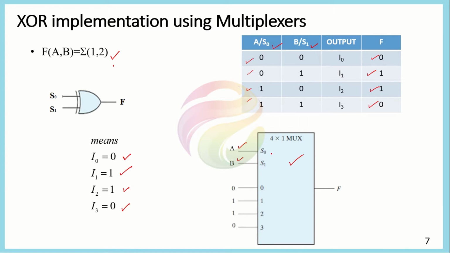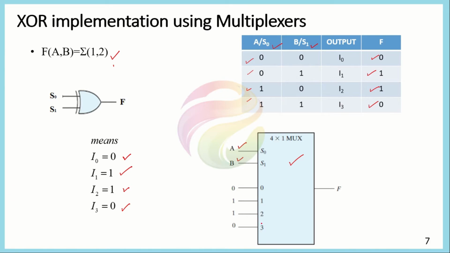Similarly, if we select this line as 0 1, then in this case we are connecting the second input of the multiplexer to the output of the system. So I1 would be connected to F here, whose value should be 1 according to this table. So we connect a 1 here to the second input. Similarly, for the third one, the 1 0 case, this input would be connected to the output. For the exclusive OR it should be equal to 1, so that is connected to 1 here.